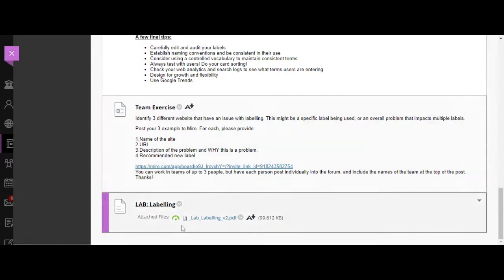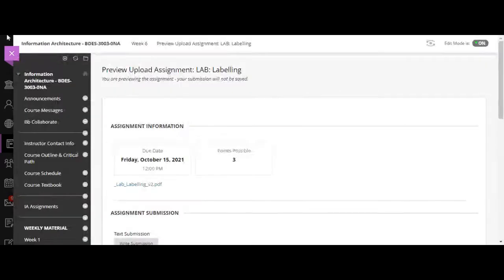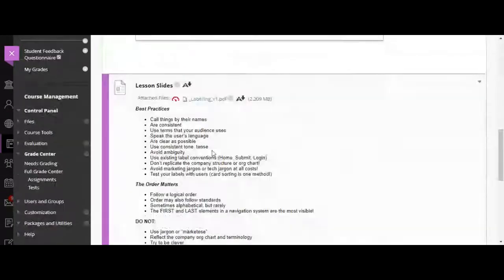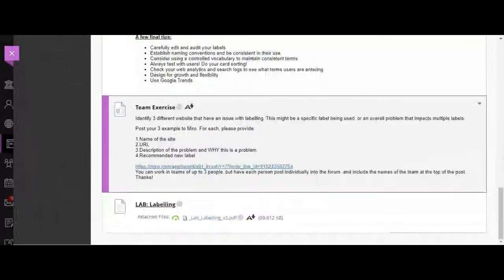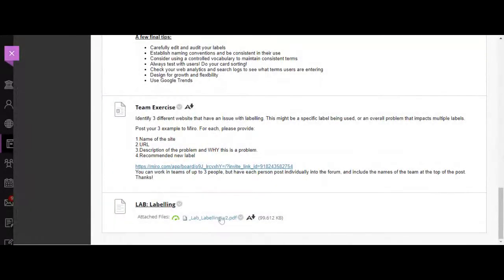The lab for labeling is due on Friday, so this Friday, and I will say don't spend too much time on the lab. Try to spend maybe an hour on the lab maximum. It's a short lab, and it's all about labeling. For this lab, it's individual, and you'll submit through Blackboard as usual.